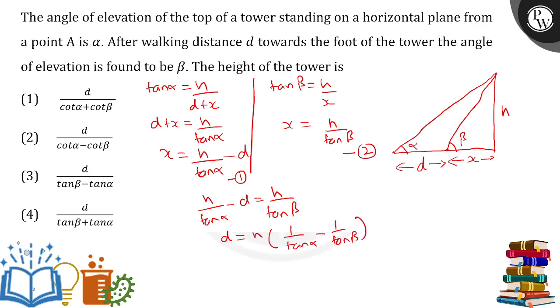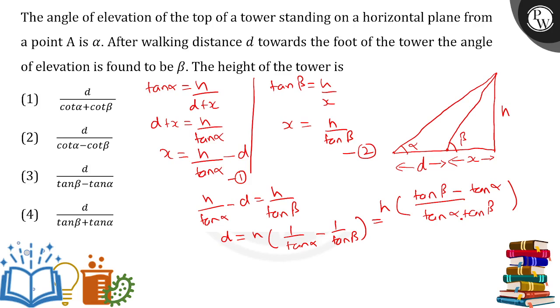I hope you are understanding this part. d on the other side, this on this side. So from here, now we have 1 upon tan alpha minus 1 upon tan of beta. When I do the calculation over here, this h will remain in multiplication. You'll have a common denominator of tan alpha into tan beta, right? This will be the common denominator, and in the numerator we'll have tan beta minus tan alpha. But when I observe the options, no option matches this one.